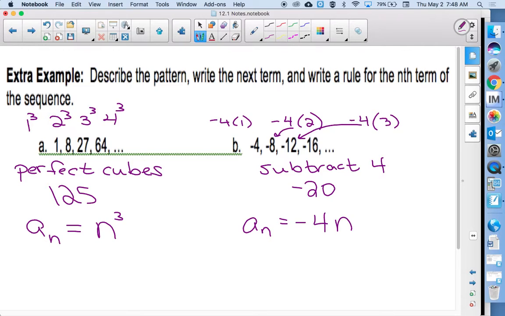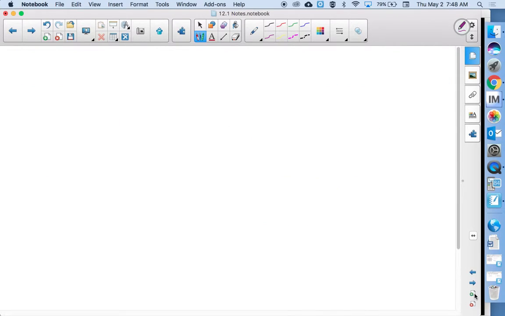So let's take a peek at a couple of those problems from your homework. Some of them are harder than others. So they're not always going to be as easily seen and understood. And let's look at number 16. So number 16, we have 1, 2, 4, 8. Again, the directions want you to describe the pattern, write the next term, and then write a rule for the sequence. So Julian, what did you think for the pattern here?